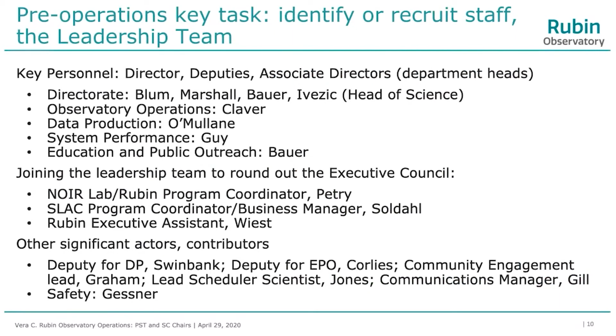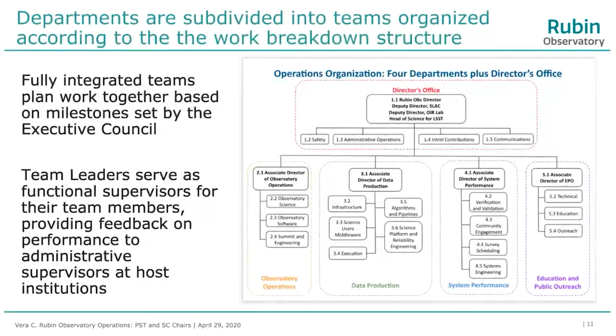So here's the org chart with a bit more detail on it. The departments are subdivided into teams according to our work breakdown structure. So we know what activities we need to do to make operations work, and there's a team for each key activity, basically. So these teams will plan work together based on milestones set by the exec, and those team leaders will act as functional supervisors for the team members, which are coming from various different host institutions. And those team leaders will provide feedback to the host institutions on how the people are doing.